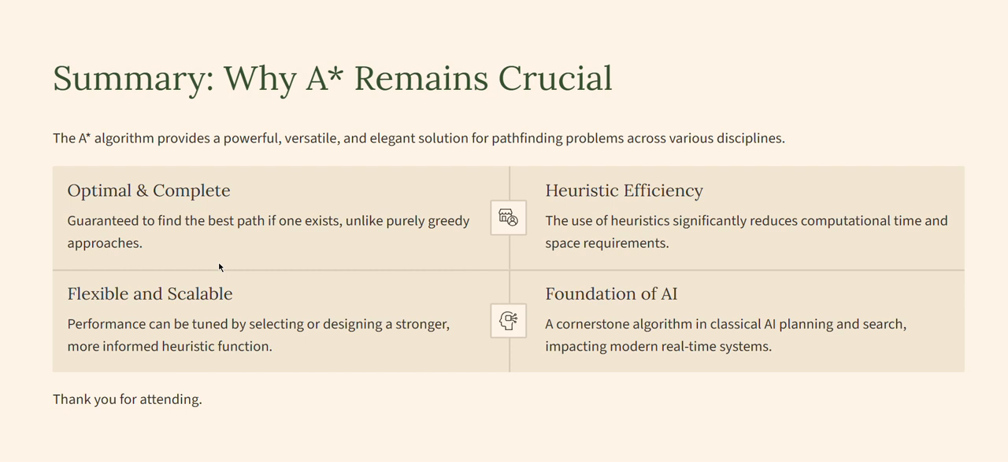Summary of A-star algorithm, why we are using it: it is a powerful, versatile, and elegant solution for path finding. In the foundation of AI, it is a cornerstone algorithm in classical AI planning and search, impacting real-time systems. Flexible performance can be tuned by selecting or designing a stronger heuristic. It is optimal and complete. And for heuristic efficiency, it uses a heuristic which reduces the computational time and space requirement.